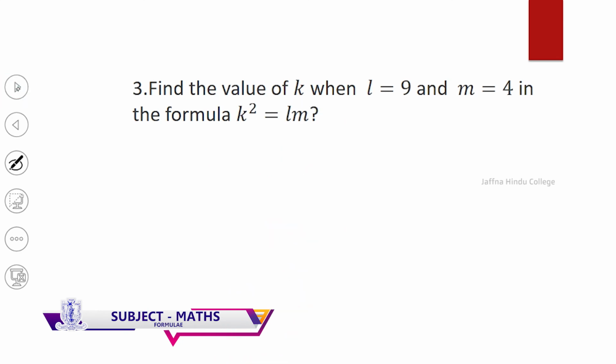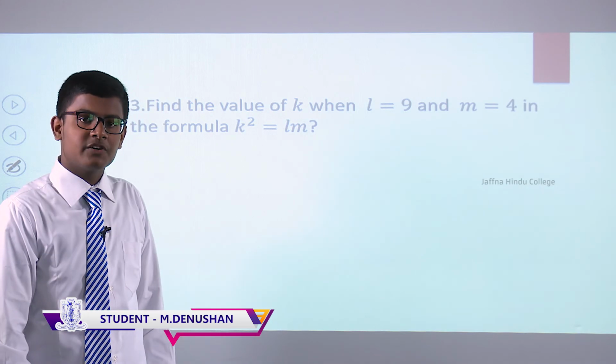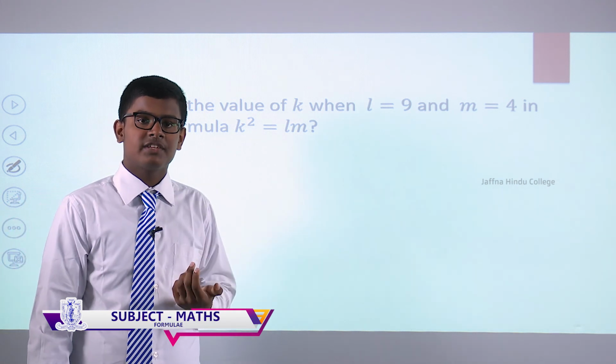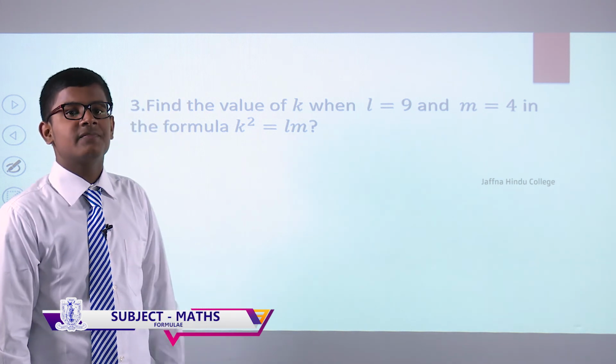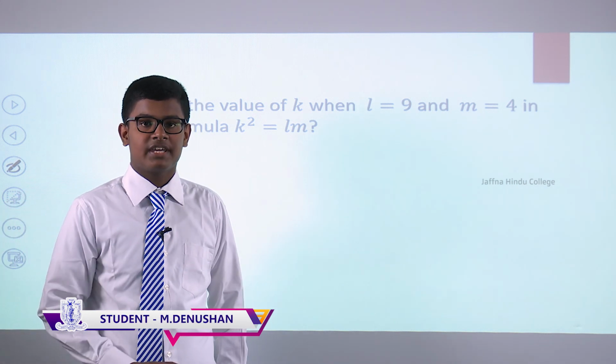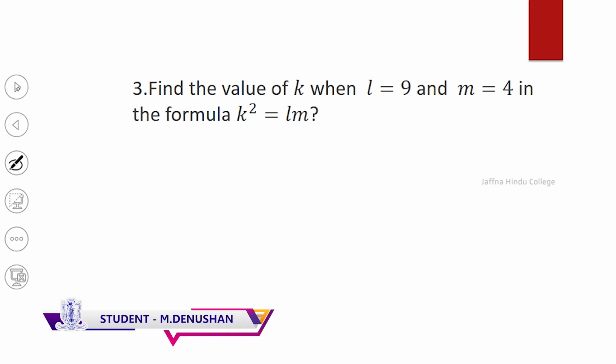And this is the important question, because by substituting the values we obtain the value for k squared, but then they have asked to find the value of k. After substituting, we have to take the root of both sides. By that we obtain the value for k. Okay, now let's do that.